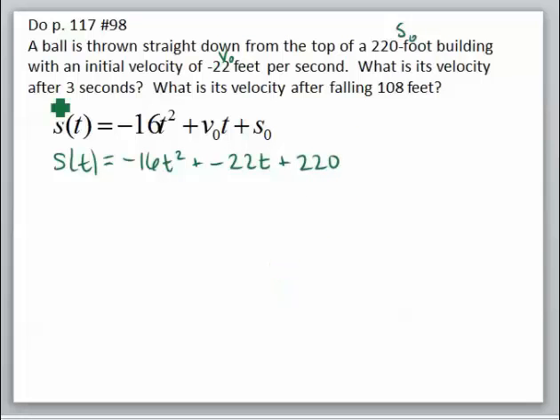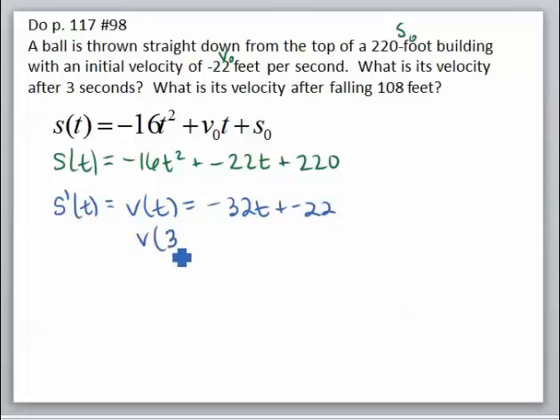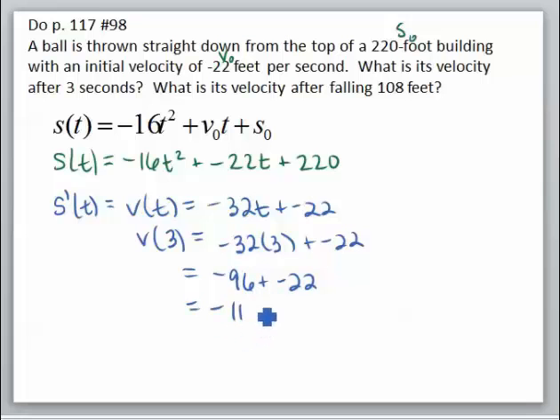So now I'll be able to figure out the velocity, because velocity is the derivative of your position function. So the velocity is equal to negative 32t plus negative 22. The velocity at 3 seconds would be negative 32 times 3 plus negative 22. So I end up getting negative 96 plus negative 22, and so the velocity would be negative 118 feet per second.